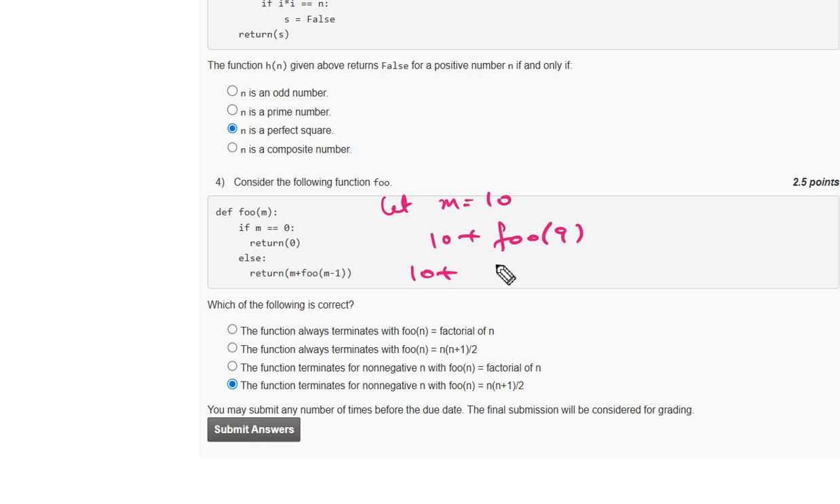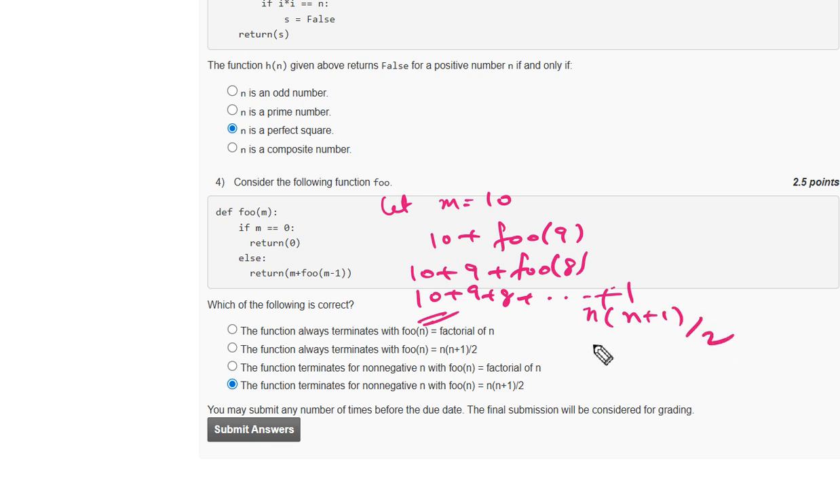So 10 plus foo of 9 is going to return what? 9 plus foo of 8. So it will continue 10 plus 9 plus 8 plus and so on up to foo of 0. So whenever m value becomes 0, it stops. So 10 plus 9 plus 8 plus and so on up to 1. So what is this value? It is nothing but the sum of n numbers. What is the formula for the sum of n numbers? n into n plus 1 by 2.